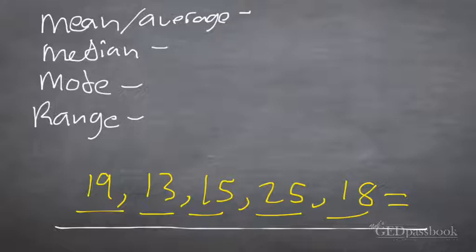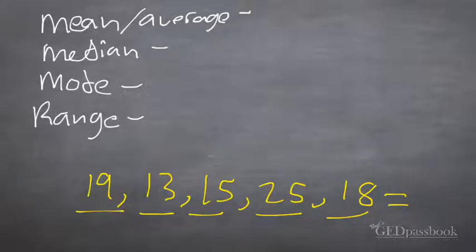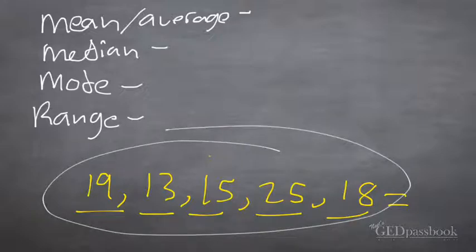So we're going over right now how do you solve mean, median, mode, and range? Now we just went over mean. How do you solve the mean when given some numbers? Well, you add all of this up. You add the row of numbers up.